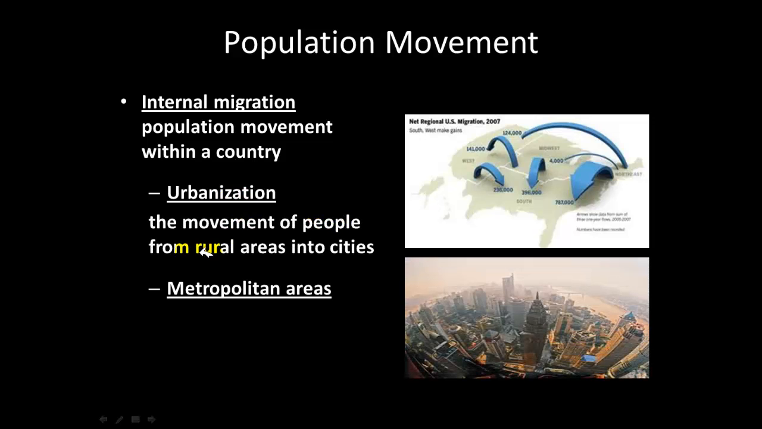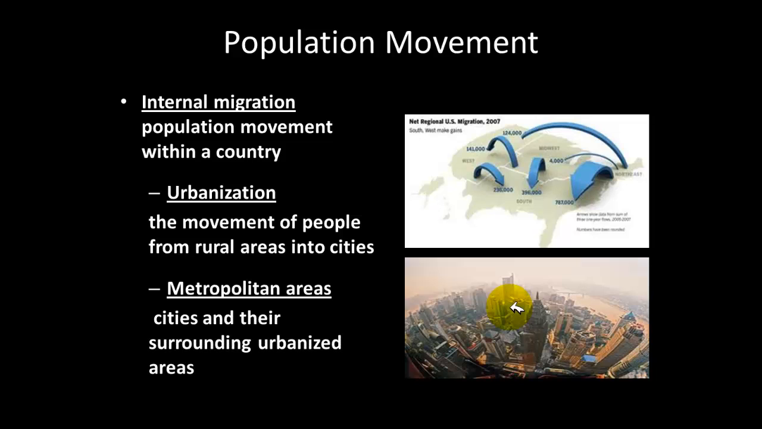Urbanization. Now it's time to get to urbanization. That is the movement of people from the rural areas to the city, and that is symbolized by this graphic of the large city. As a result of people moving from the countryside or suburbs to the cities, that's called urbanization. And metropolitan areas are just cities and their surrounding urbanized areas.